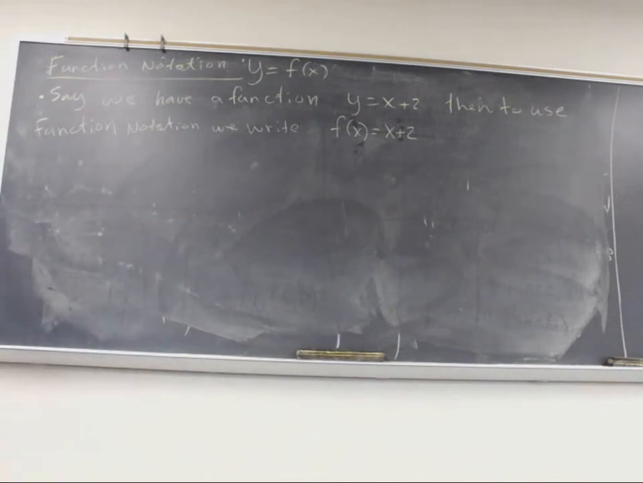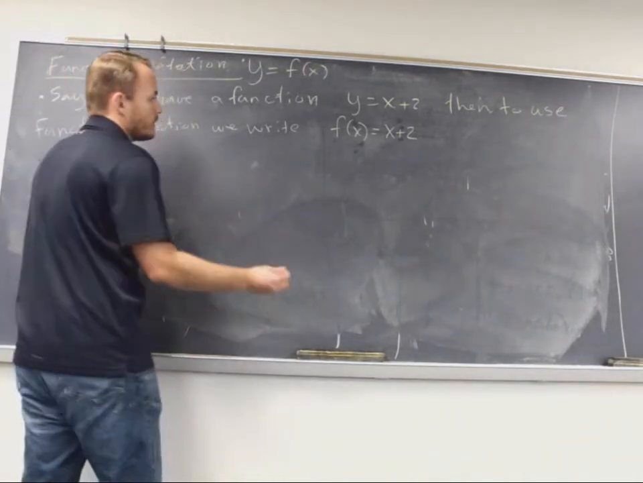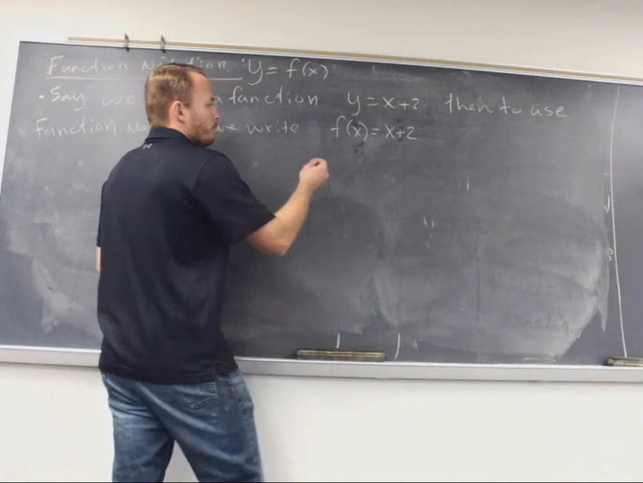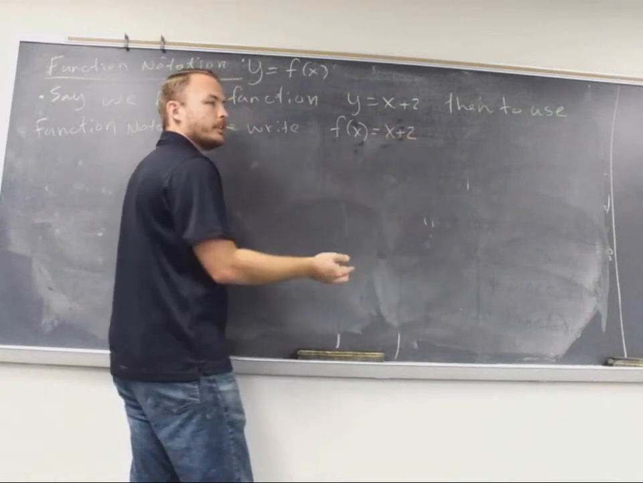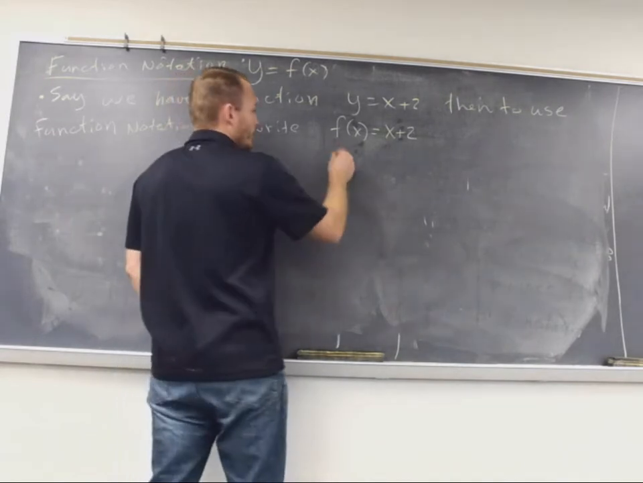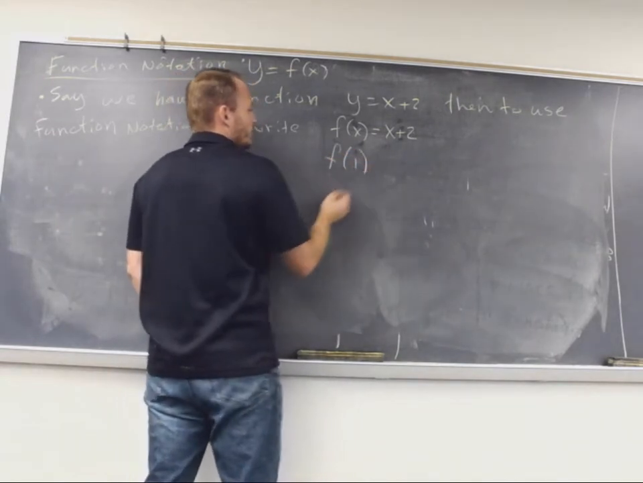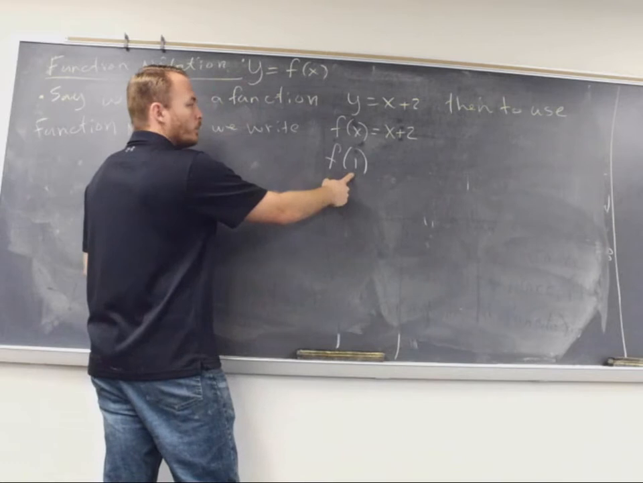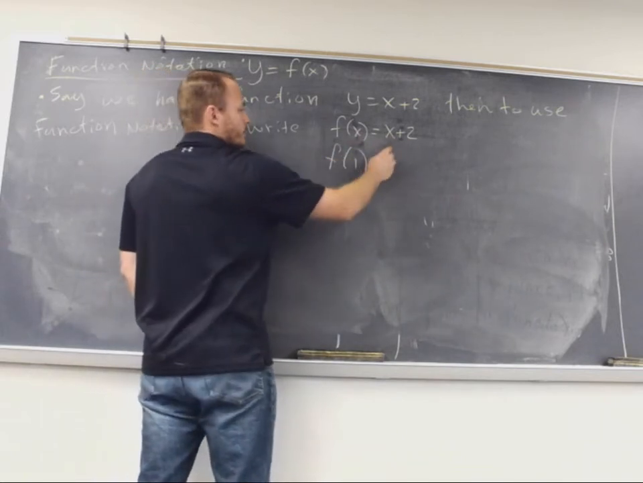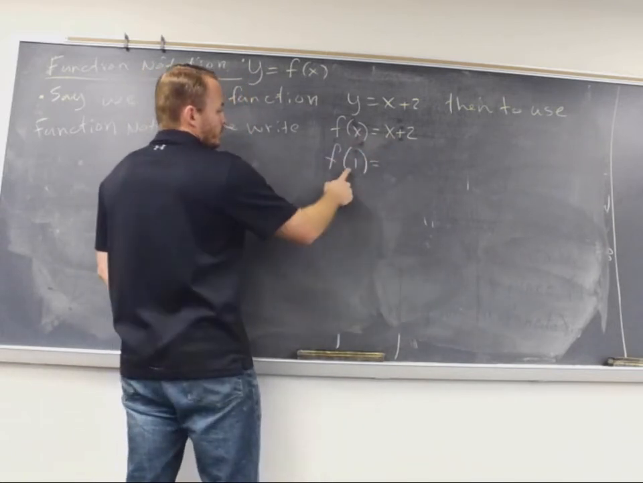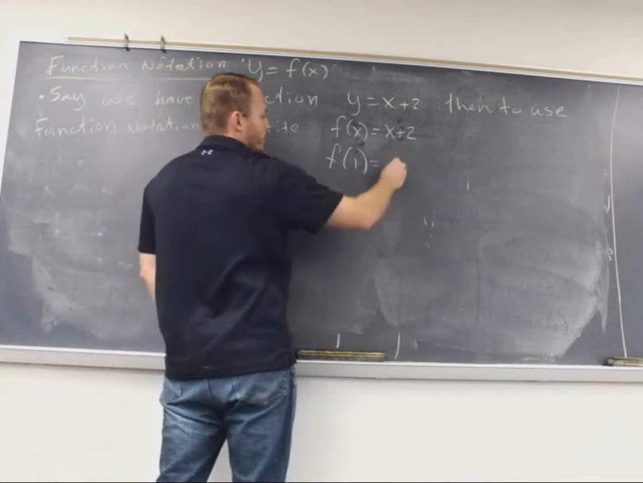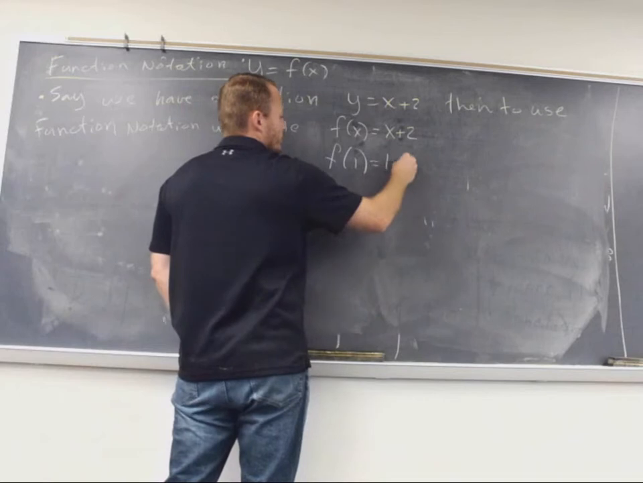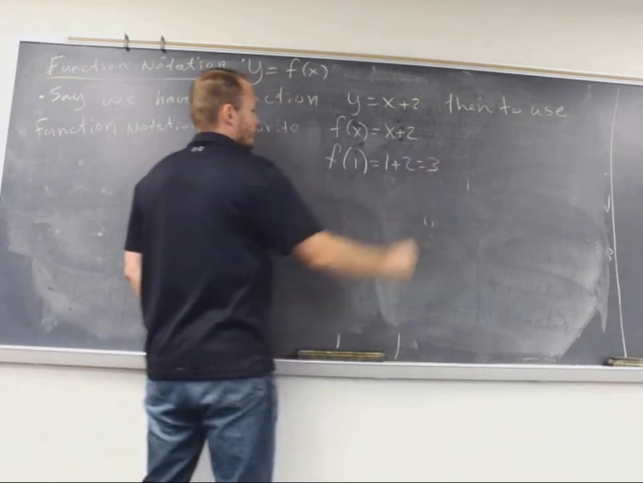All right. The way it comes in handy is, say I wanted to know what my y value is here if I input an x value of 1. Then I would say f of 1. This means that I'm inputting 1 into this function everywhere there's an x. So now I replace every x in here with a 1. So now this becomes 1 plus 2, which is 3.